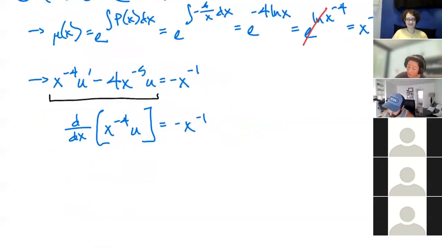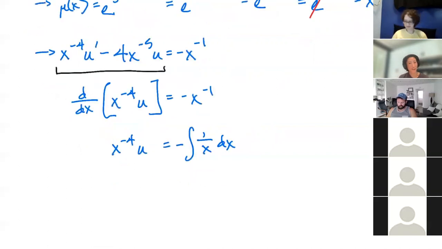All right, now when we integrate, we only have x to the negative 4u on the left-hand side. And then we integrate the right-hand side. And that we might recognize is going to be a natural log. And to Christian's point earlier, when we write that natural log, we're not going to need the absolute value because the problem was already defined to say x has to be greater than 0. Okay. So we get x to the negative 4u equals negative natural log x.